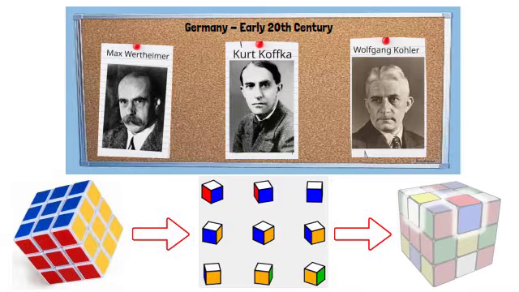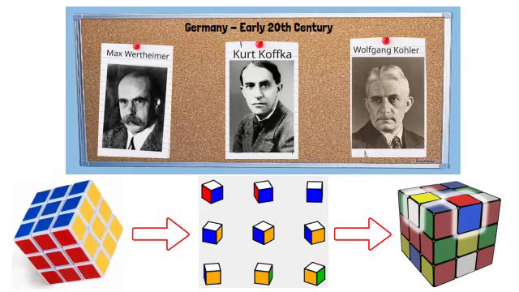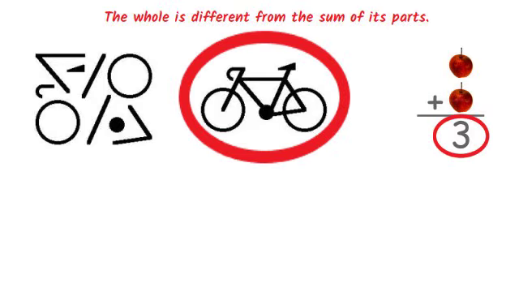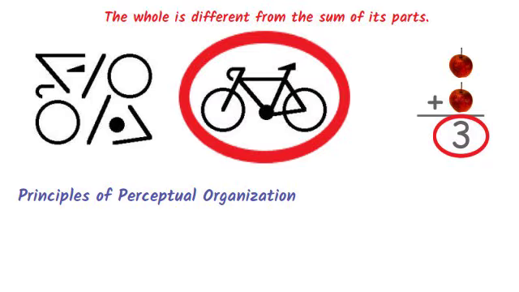They argued that the mind naturally organizes individual elements into meaningful wholes. This gave rise to their famous principle: the whole is different from the sum of its parts. In other words, we don't perceive isolated pieces of information, we perceive complete patterns. To explain how this happens, Gestalt psychologists identified several principles of perceptual organization.